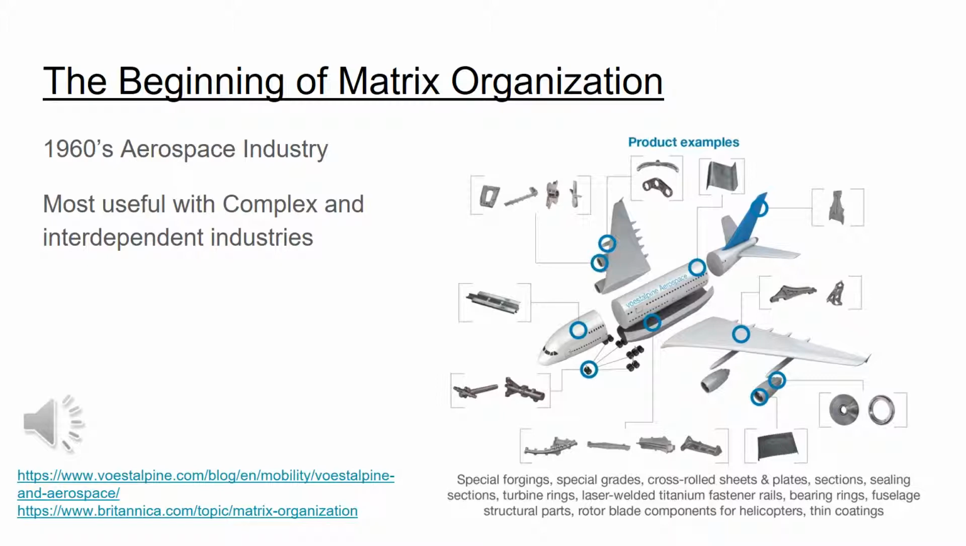Although there is no official start for the matrix organization, that term first came into play with the aerospace industry in the early 1960s. With the vast changes and complexity of their products, the companies chose to create horizontal project units to overlay their currently existing sections, rather than totally reorganizing the entire company for each new product or change in product. Thus, with this example, the features of the matrix organization are most useful in complex and interdependent industries.